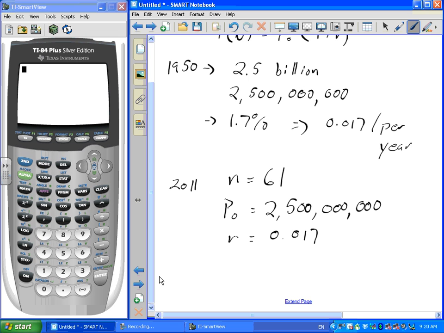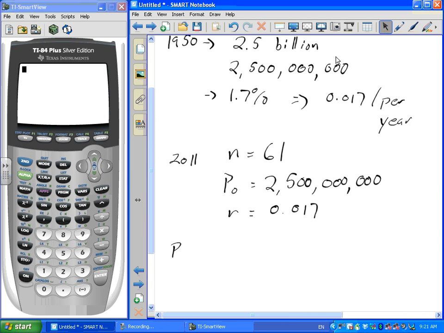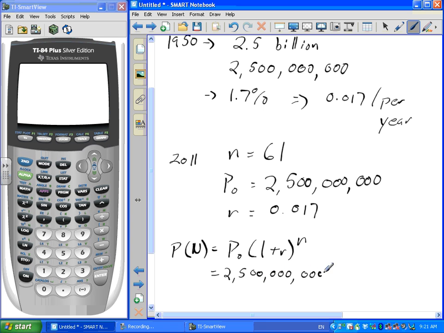So now that I have all those numbers, let's see if their prediction of population growth in 1950 was accurate. Our formula is P at N is equal to the initial population times 1 plus the growth rate to the power of the number of periods. Our initial population is 2.5 billion. That is a lot. Our growth rate, 0.017, and the number of periods is 61. It's a very large exponent.